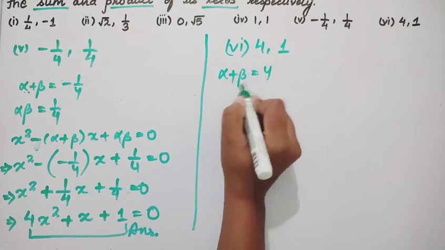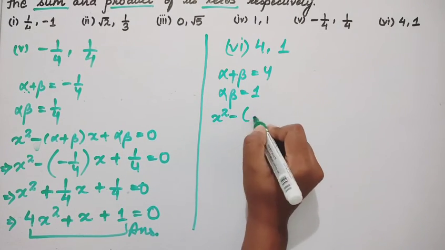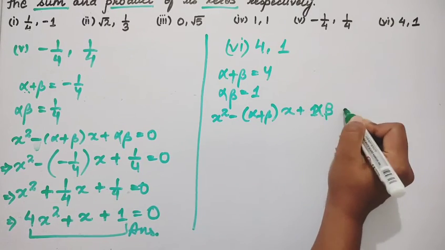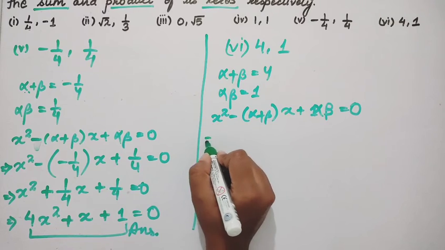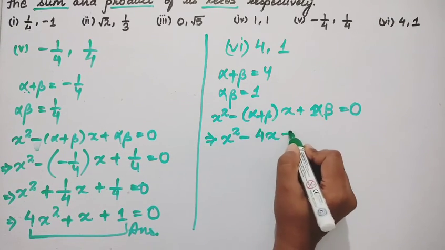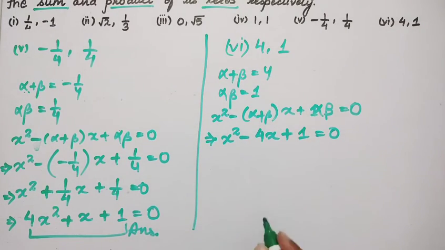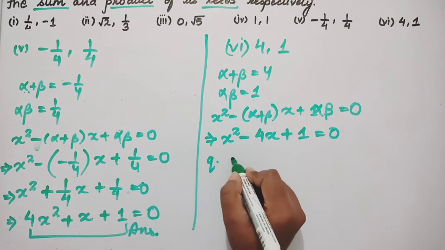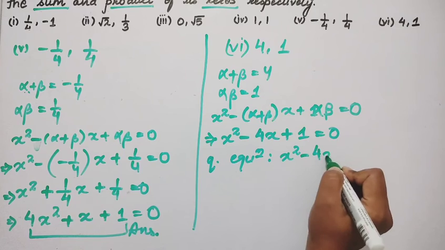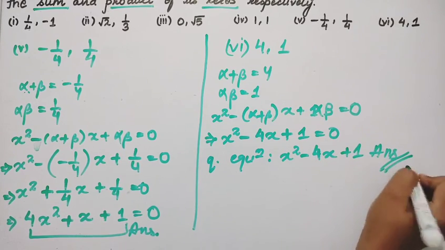Next one, which is our last question, 4 and 1. Alpha plus beta is 4, alpha beta is 1, and we have x square minus alpha plus beta x plus alpha beta equals 0. So x square minus 4x plus 1 equals 0. So here is the final answer: the quadratic equation is x square minus 4x plus 1, which is your answer.